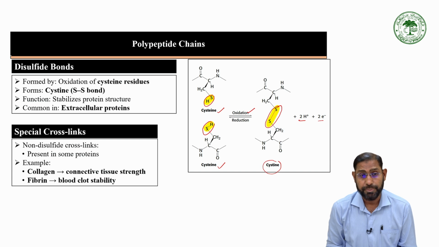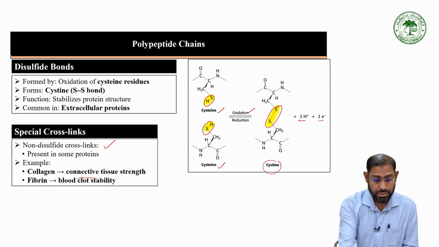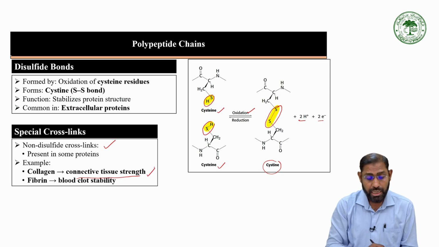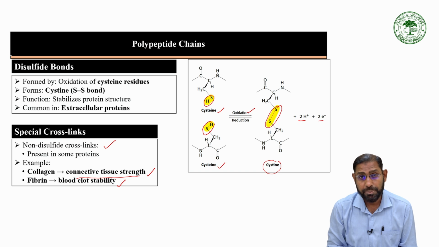This oxidation process is very important to stabilize the protein structure, and it is also very common in extracellular proteins. Extracellular proteins very often have disulfide bonds. There is also a special type of cross-link in some proteins called non-disulfide cross-links. Examples are collagen in connective tissue, which gives strength to the connective tissue, and fibrin, a protein that helps in blood clotting.